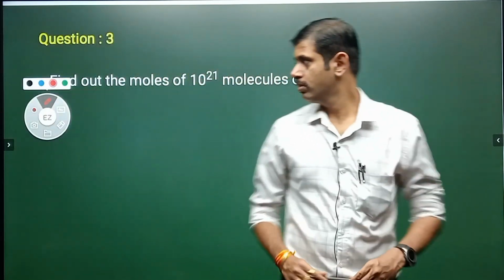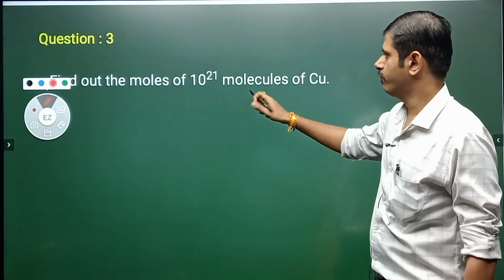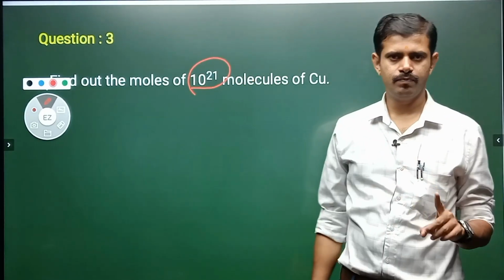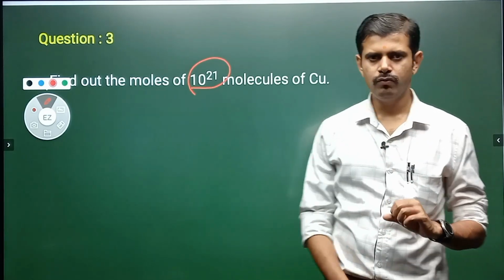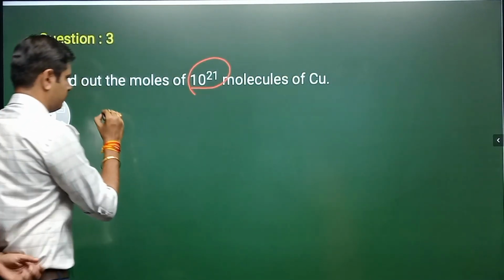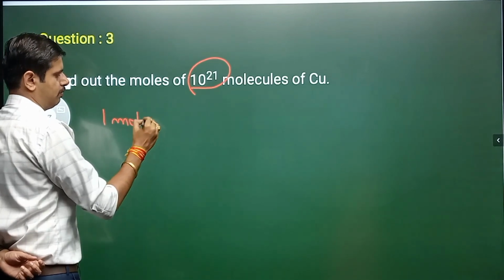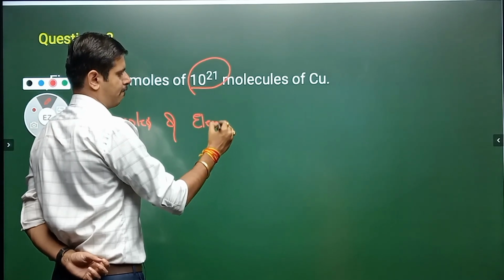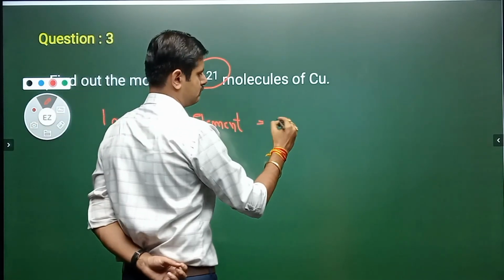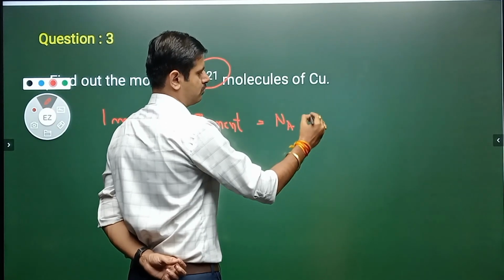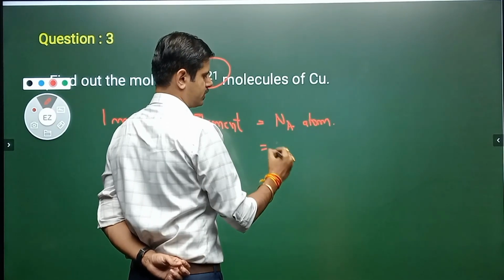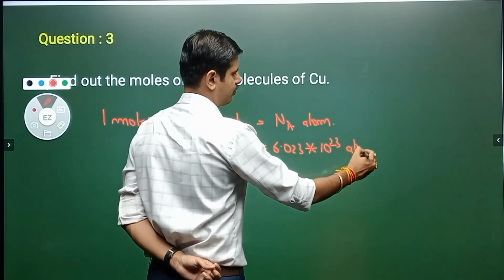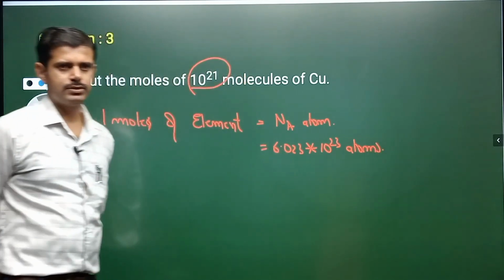We need to find out the moles of 10 to the power of 21 molecules of copper. See, this time they have not given a mass or a volume, they have given the number of atoms. We know 1 mole of any element is equal to Avogadro number of atoms, or 6.023 into 10 to the power of 23 atoms. This is 1 mole.